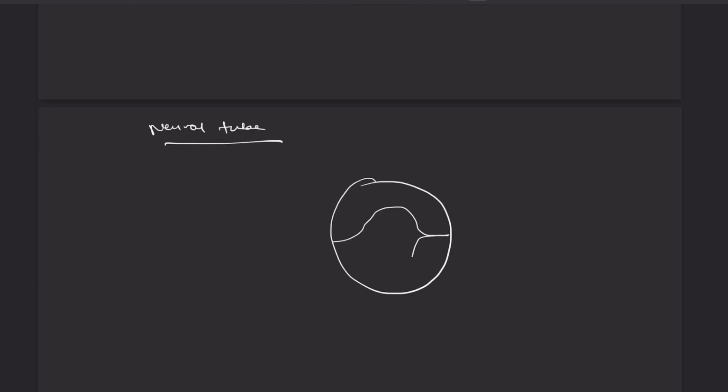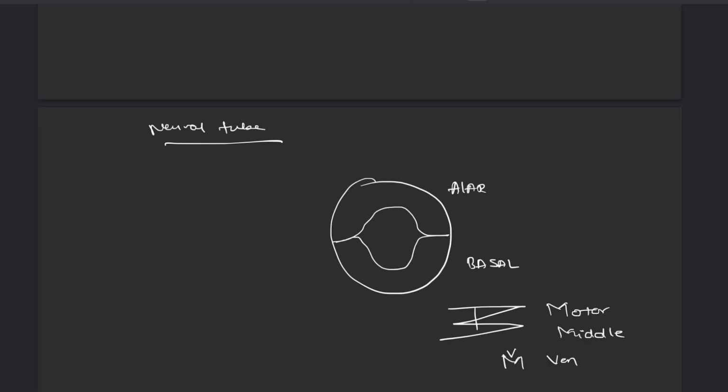Now coming to the neural tube. The neural tube is divided into two parts, the alar plate and the basal plate. This is the alar plate and this is the basal plate. Remember it: B for basal plate, and M for motor, midline, and ventral. The alar plate is dorsal, sensory, and lateral.